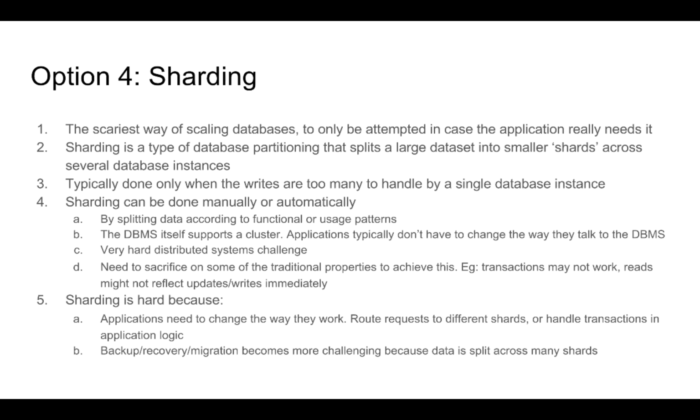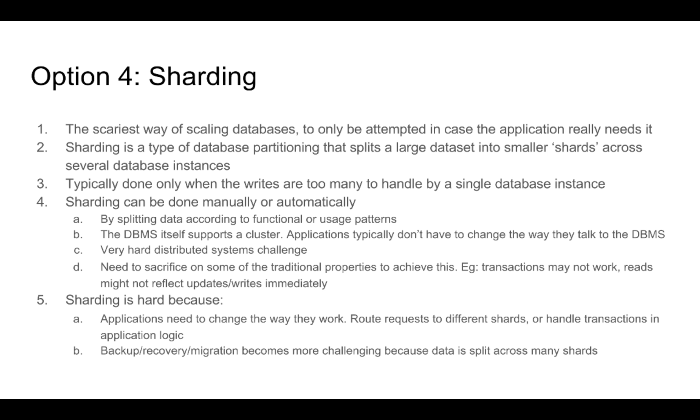Sharding, or breaking up the data into various shards, is a process that can be done manually or automatically. So we can split the data according to how the data is being used across different instances. We can also use DBMSs that support sharding out of the box. Examples of some database systems like this are MongoDB. These database software are fairly complicated and sophisticated pieces of code because they solve fairly hard distributed systems problems.